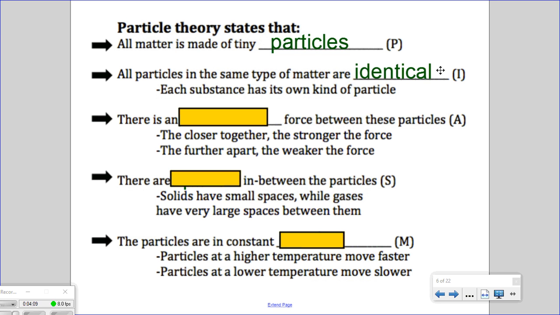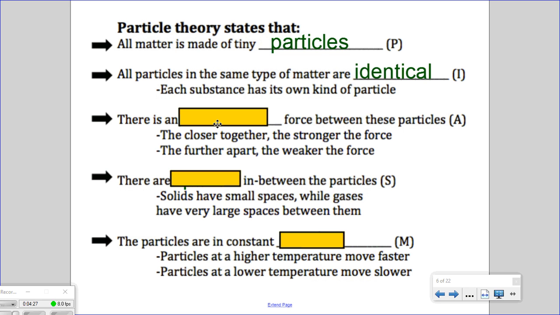So if you have salt, for example, the particles in that salt will all be identical, versus the particles in sugar, which will be identical but different from that of salt.